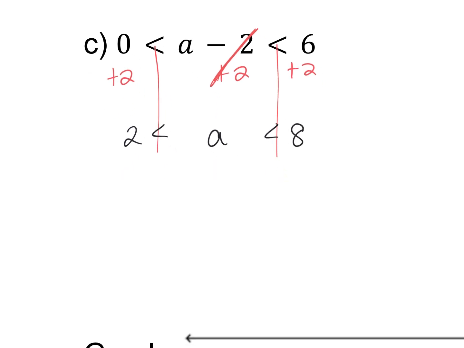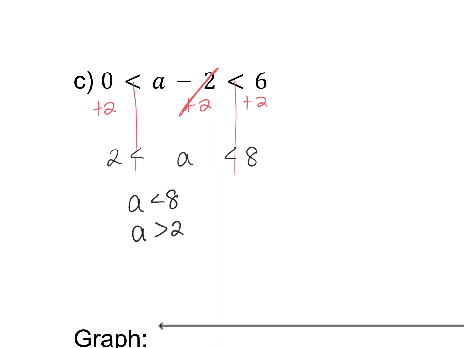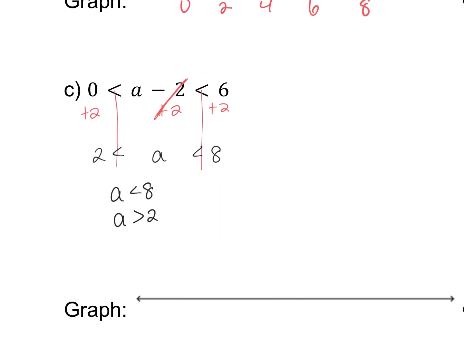All right, now we can write them separately to graph. So we have a is less than 8, and then a, the arrow needs to be pointing at the 2, so a is greater than 2. All right, before I graph these, I just want you to watch. Here's the other way to do the exact same problem.